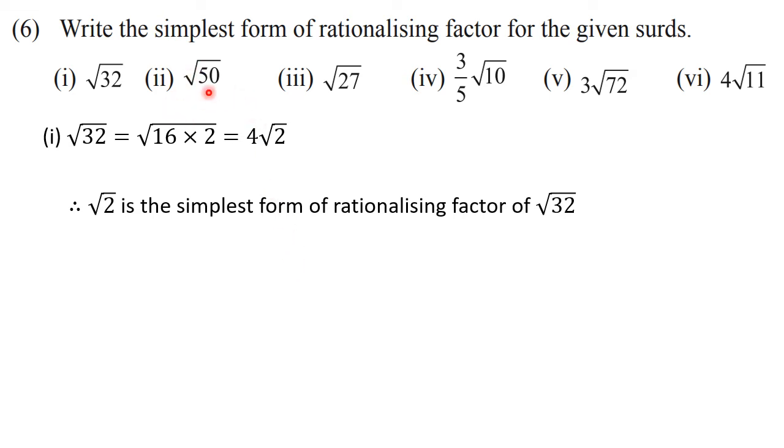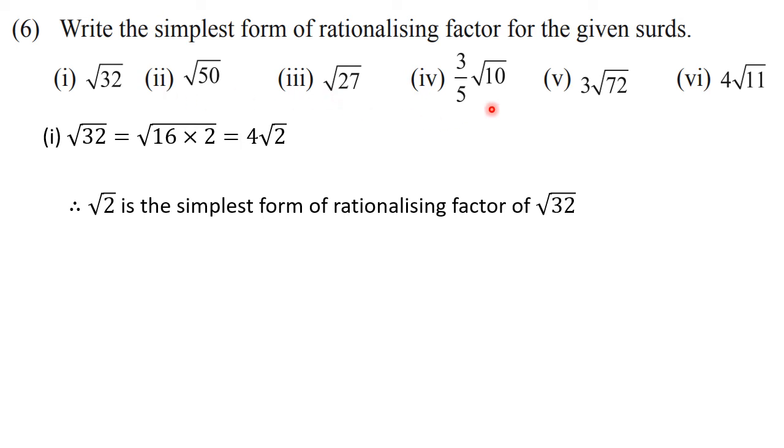Similarly, for 50 you can write it as 25 into 2, which is a perfect square. So again you will get 5 root 2 here. So again the simplest form is root 2 only. Then for 27 you can write as 9 into 3. So this you can write as 3 root 3. So here the factor is root 3. So you will solve this as homework.